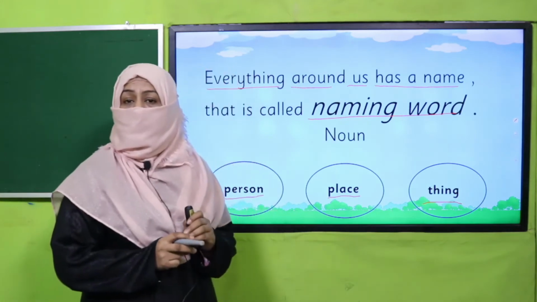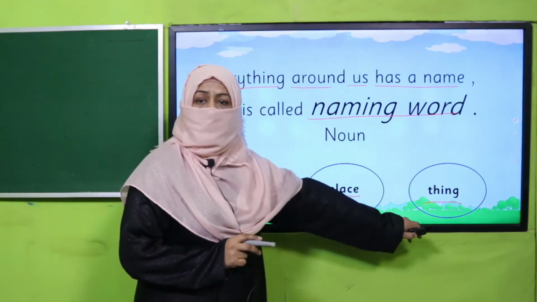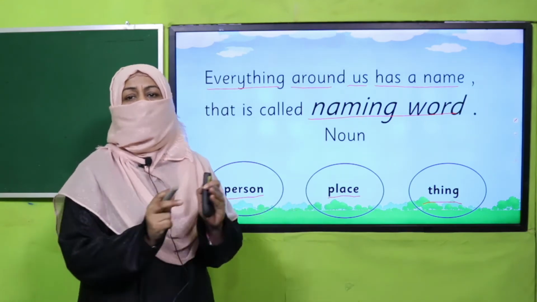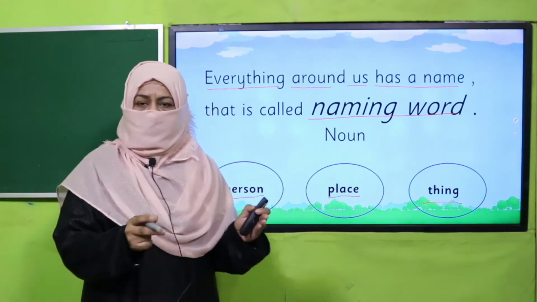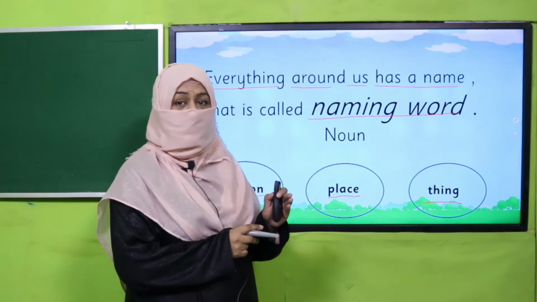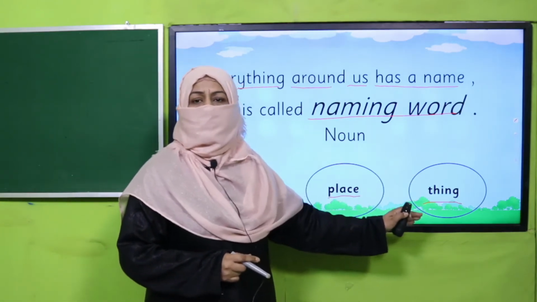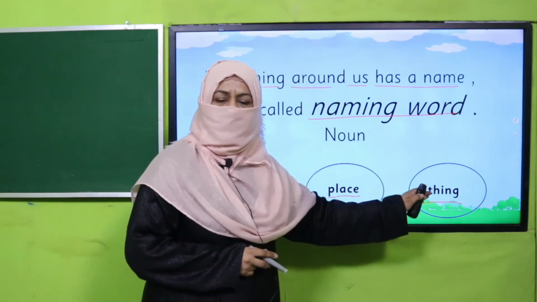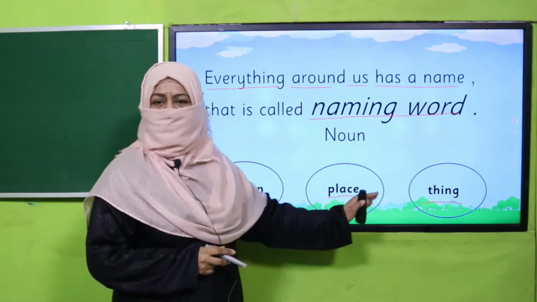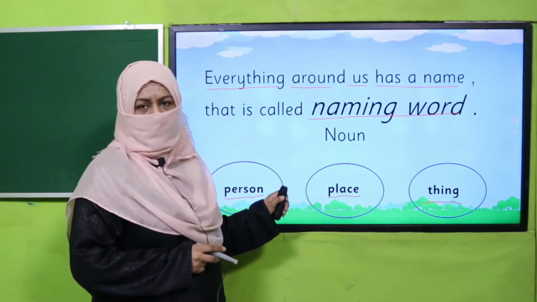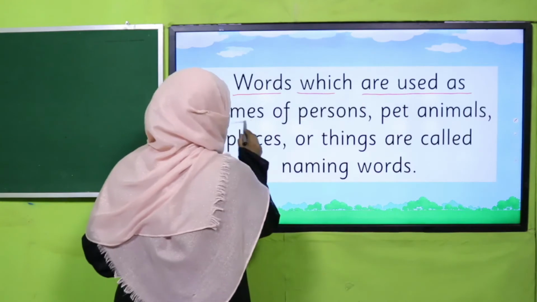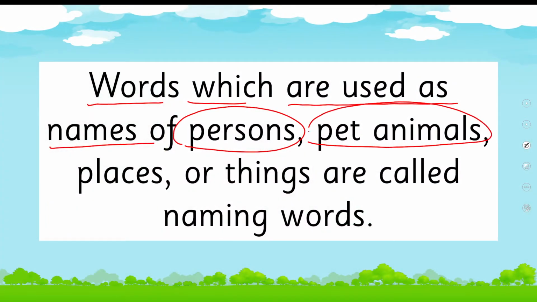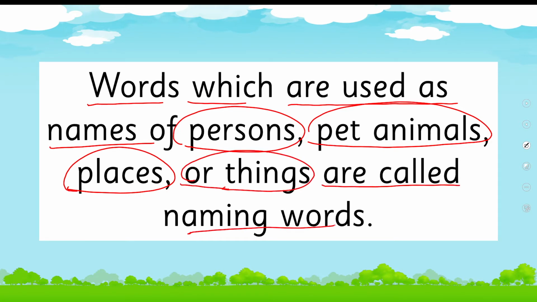And further, I have taught you that we divide the thing category into two parts. One is living and one is non-living, right? Animals, plants, birds, etc. We know these all are living things, and non-living things are table, chair, book, etc. Everything comes in the thing category. So person, place, and thing. These are categories for naming words. All right. So words which are used as names of persons, pet animals, places, or things are the categories for naming words, right?